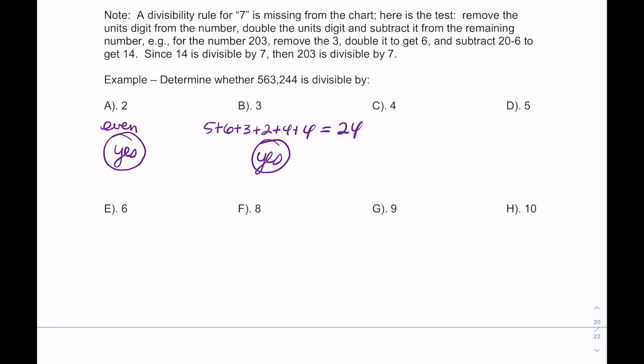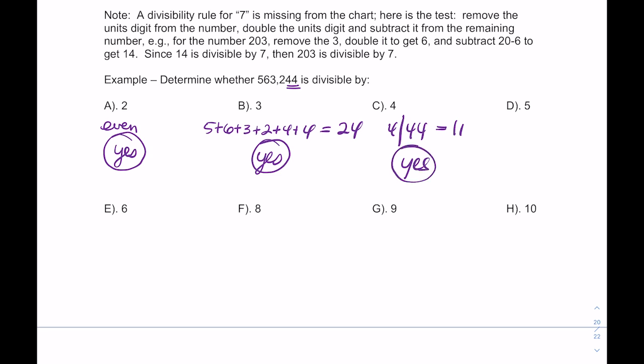In letter C, we want to know if this number is divisible by 4. So remember, to tell if a number is divisible by 4, you look at the last 2 digits. And since 4 can divide into 44, or 44 is divisible by 4, goes in 11 times evenly, then yes, it is divisible by 4.